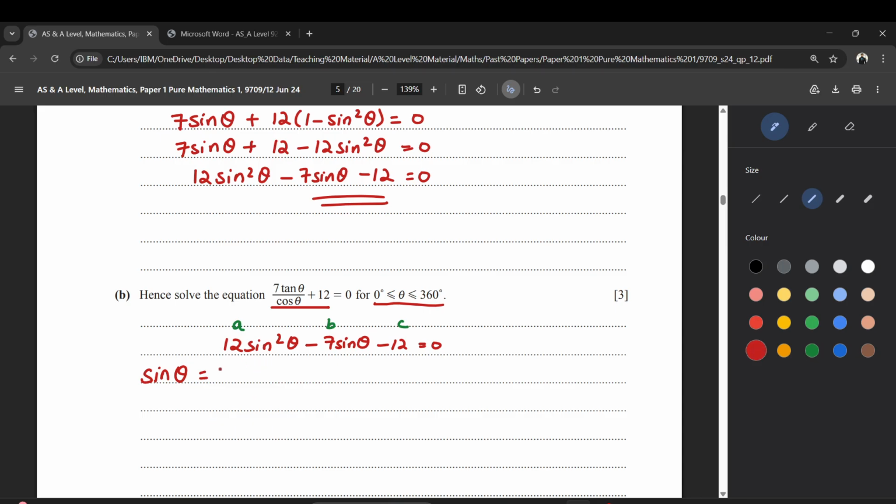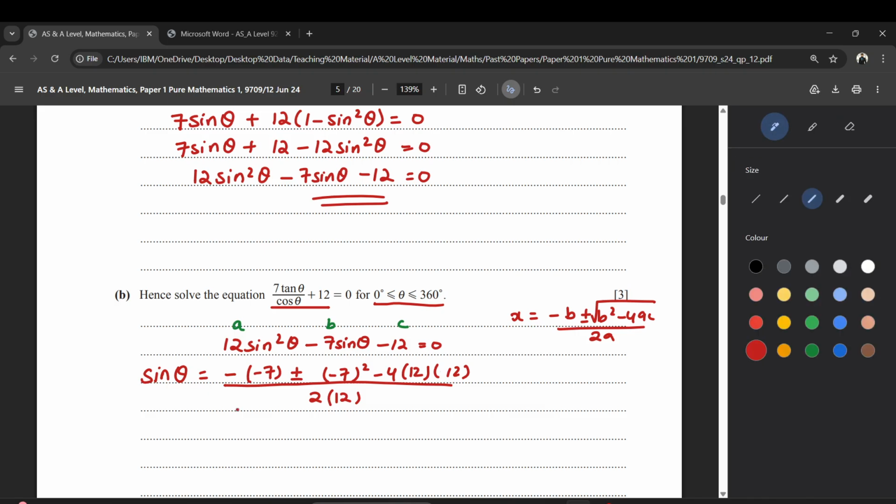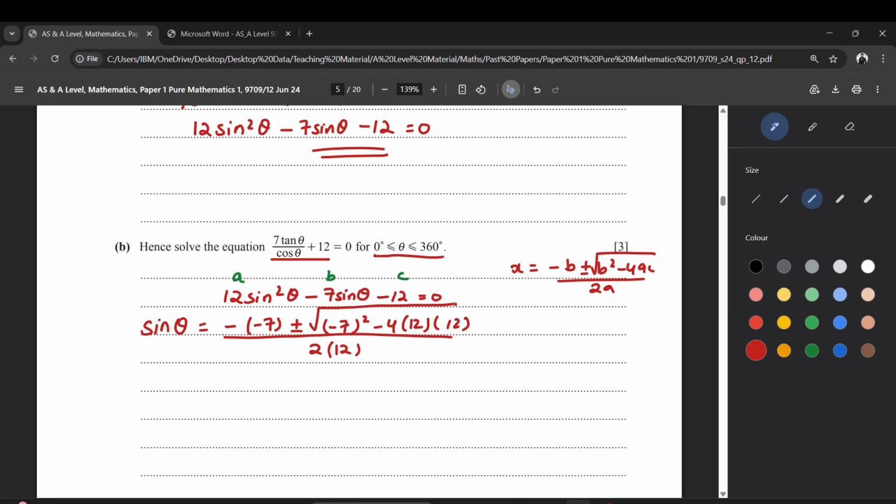So what we can do is minus B, that means minus minus 7, plus minus the square root of B squared, that would be minus 7 squared, minus 4AC. Let me write down the quadratic formula just in case: minus B plus minus the square root of B squared minus 4AC, divided by 2A. So this is our quadratic formula. Then divided by 2 times A, which will be 12. And this should not be negative, and there should be a square root over here.